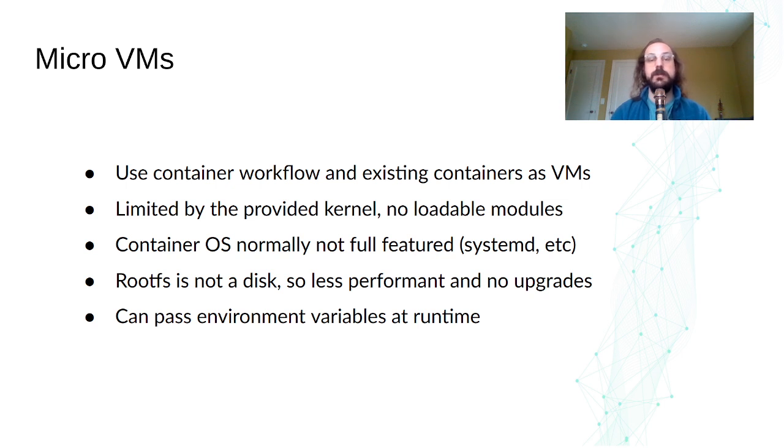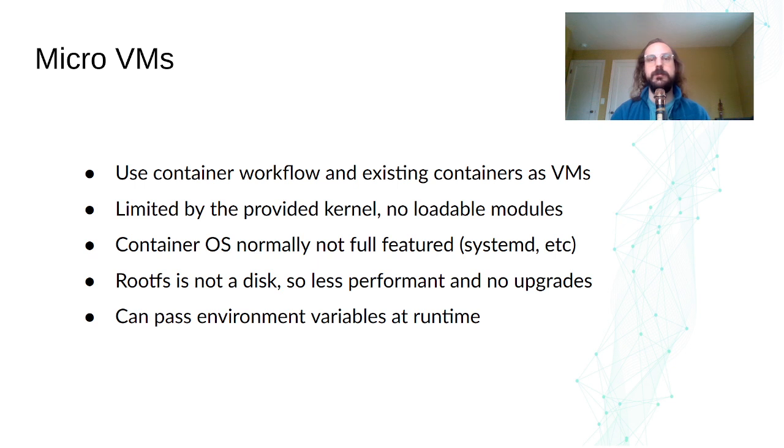A container OS is typically not full featured, so the micro VM images that we provide for Ubuntu don't have systemd inside, and they don't have a lot of utilities provided by default. Most of that stuff you can install, and there are container images that have systemd inside, so there are ways of working around this, but typically when you spin up a micro VM, you have just a bare bones set of tools and then your package manager to be able to install more.